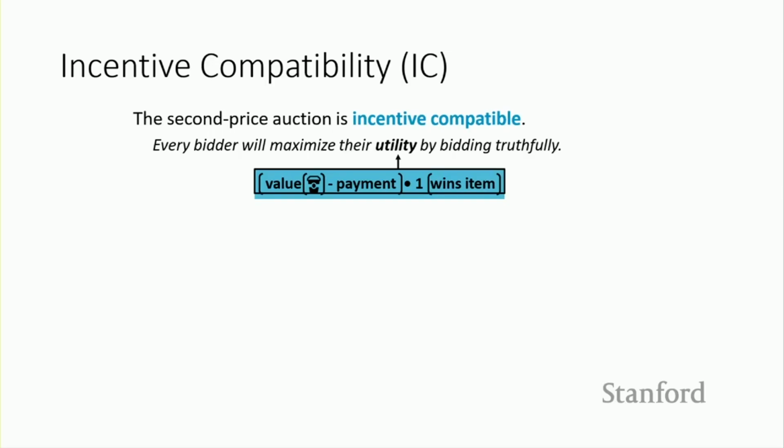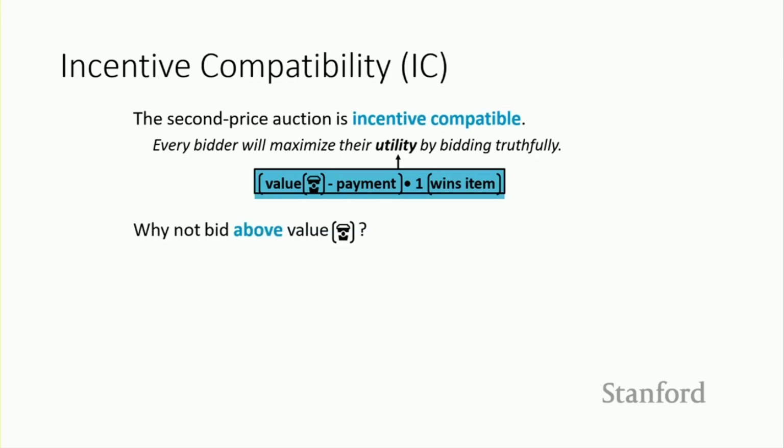Okay, so let's go through this. The utility here is measured as the value that they place on the particular item that they end up winning, minus the payment, times an indicator of whether or not they won. So assuming there's a single winner, this is just the value minus payment of the winner, which is the utility for an individual. You can average this over the population.